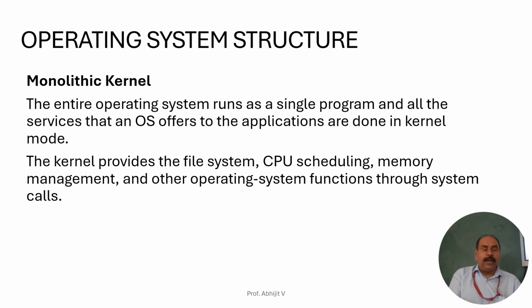This kernel provides file system, CPU scheduling, and these are the general services that it will provide. Say CPU scheduling, memory management, and other operating system functions through system calls. We have a separate topic on what a system call is. I will teach you what a system call is in detail. Don't worry about that. So in a monolithic kernel, there is one program that is being used by the operating system to serve its users. Clear?